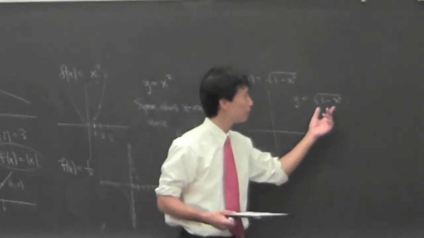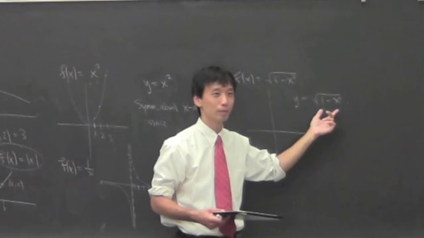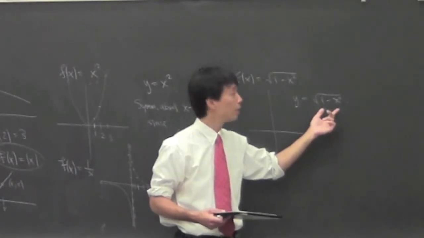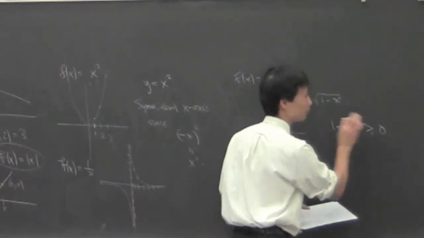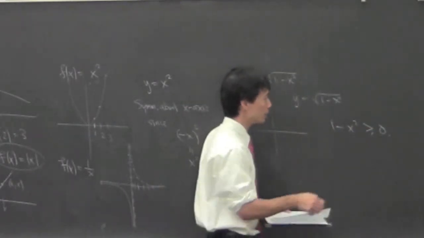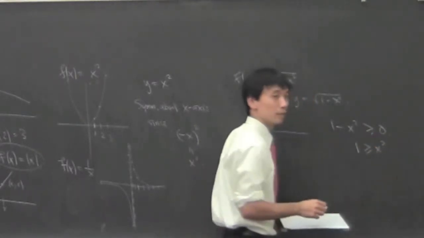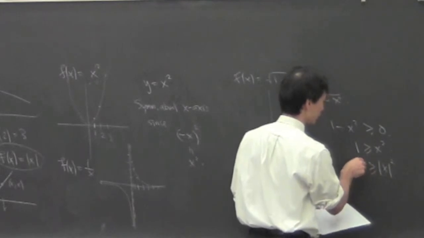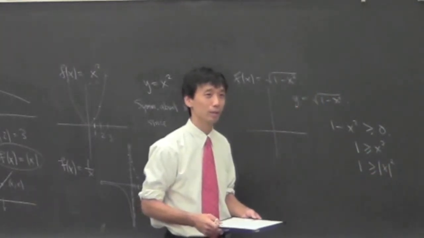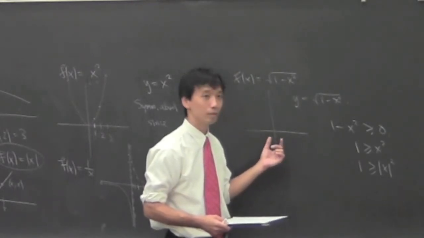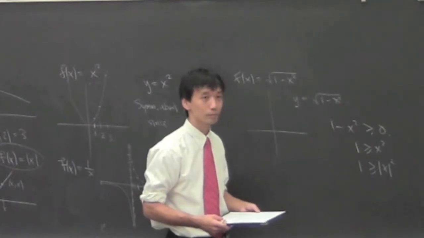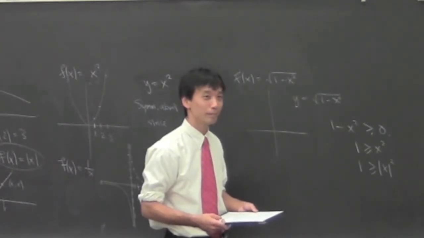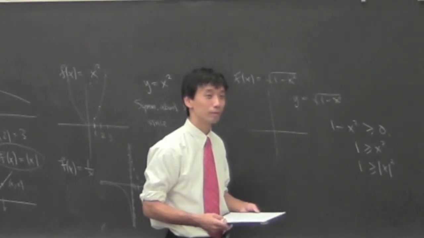Well, let's think about the domain first. What kind of x's are possible? This can't be a negative number, so it has to be greater than or equal to 0. We could write it like this, because x squared and the absolute value of x squared are the same thing. So what does that tell you about x? It would be very small.